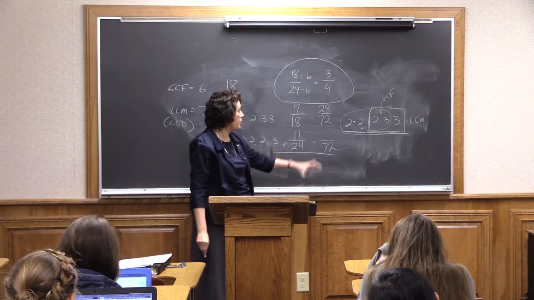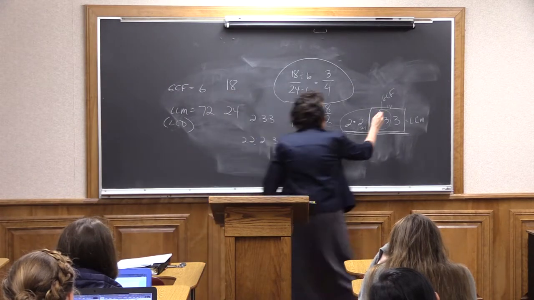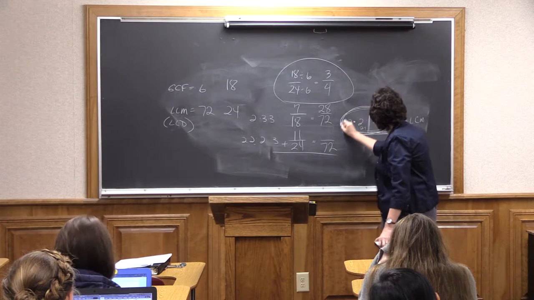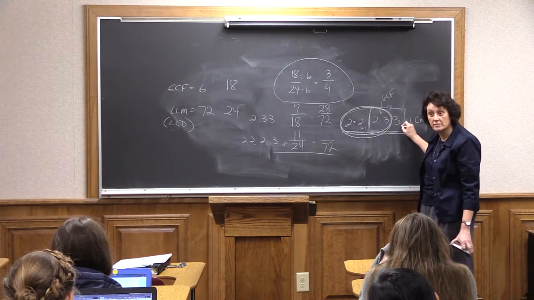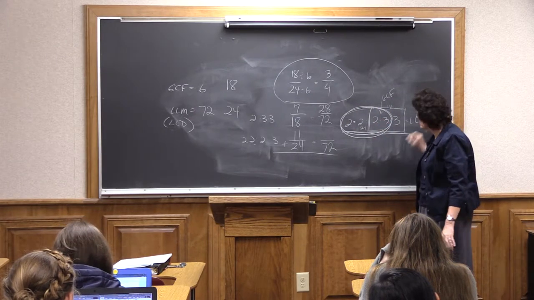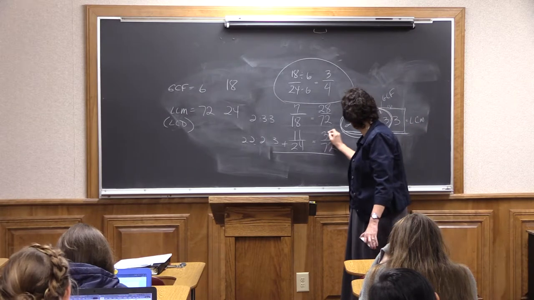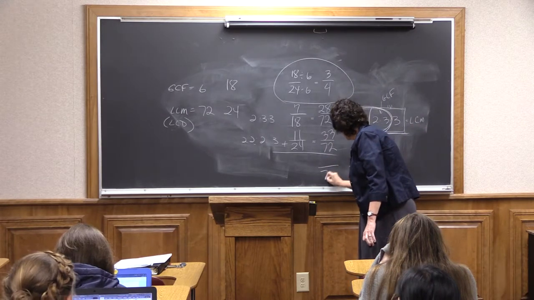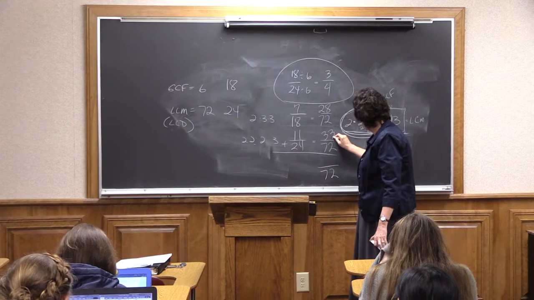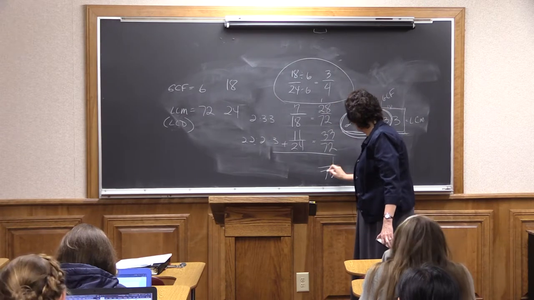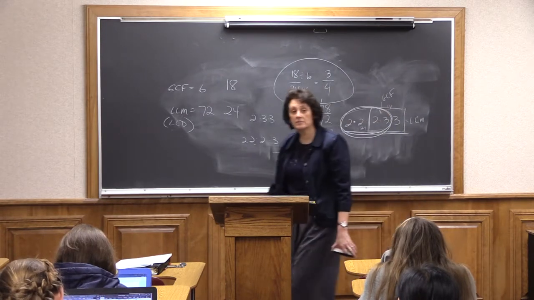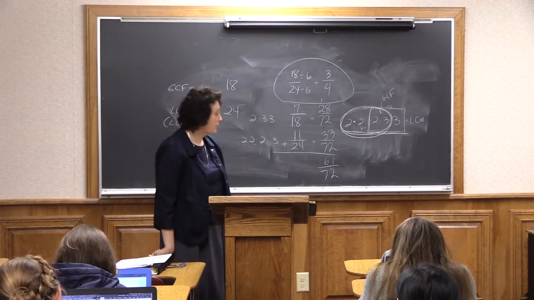How many times does 24 go into 72? Well, here's 24. All I need is a times 3 to complete my least common multiple. So 3 times 11 is 33. That's going to give me 61/72nds. Okay?